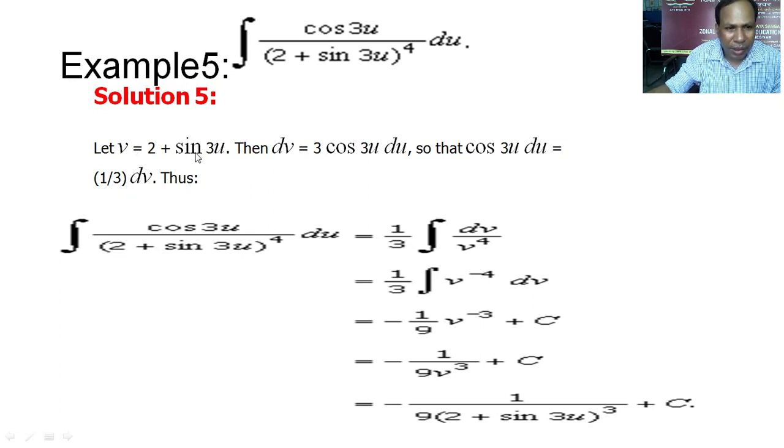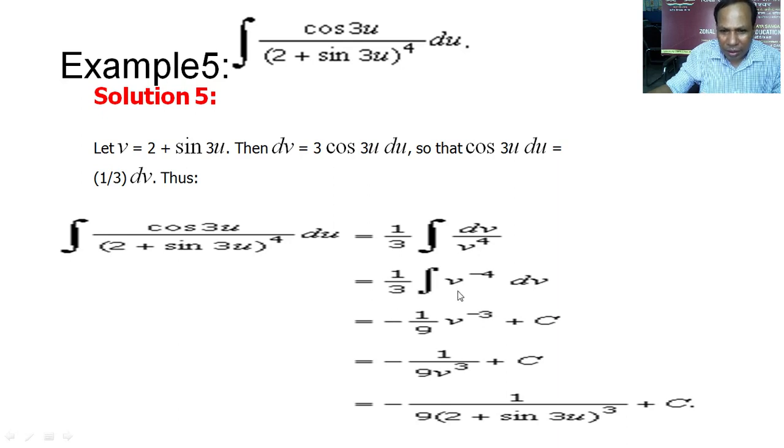Now we substitute the value. In place of 2 plus sin 3u, we substitute v, and in place of cos 3u du, we put 1 by 3 dv. So it is reduced to 1 by 3 dv by v to the power 4, and v to the power 4 taken to the numerator, it is 1 by 3 integral of v to the power minus 4 dv.